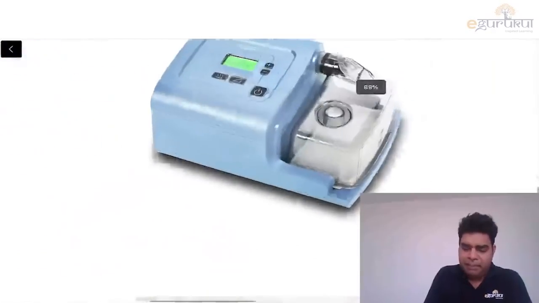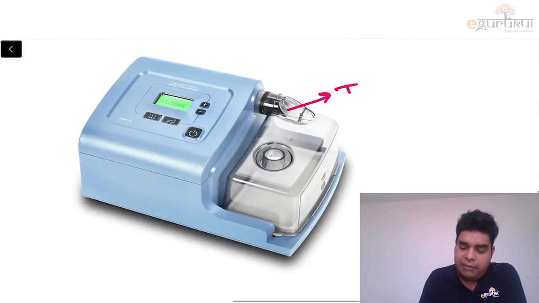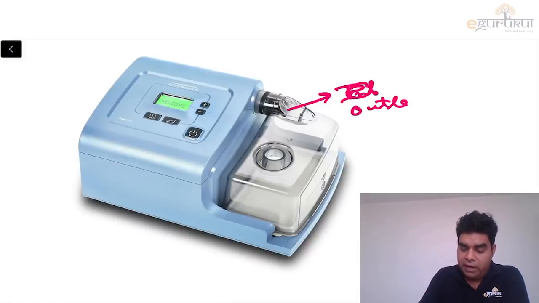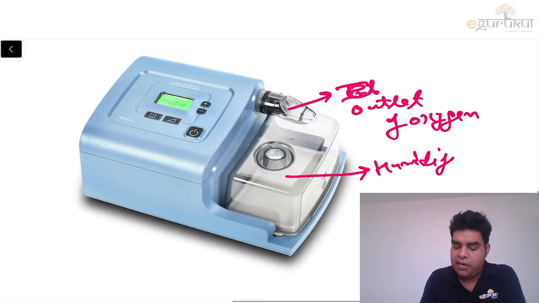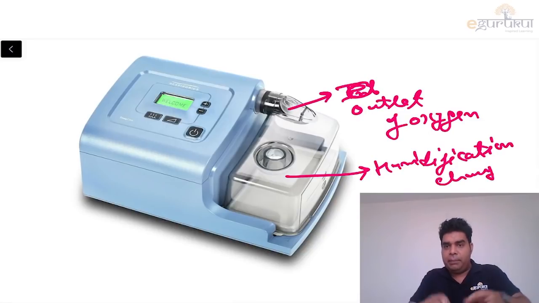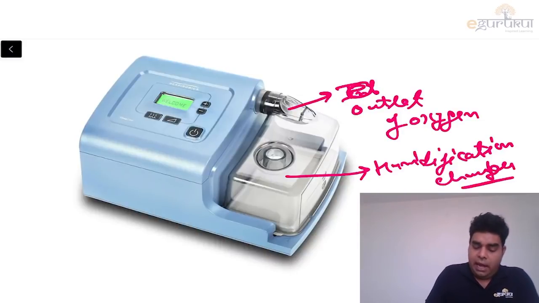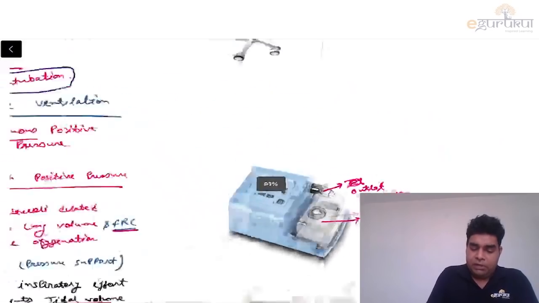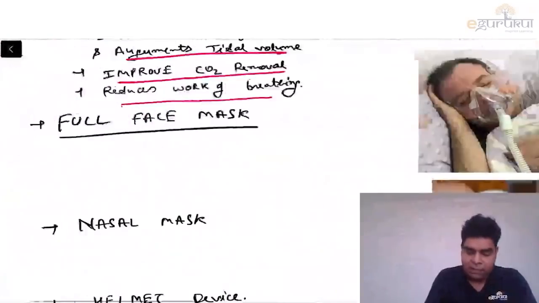This is a simple BiPAP machine, which you can see in the wards also. This is the outlet of the oxygen. So we put the tube here, the outlet of oxygen comes from here. And this is the humidification chamber, which we have. This humidification chamber can get detached from the main machine. And we can give the CPAP or BiPAP through this machine. Mostly it is the BiPAP machine which we are using.